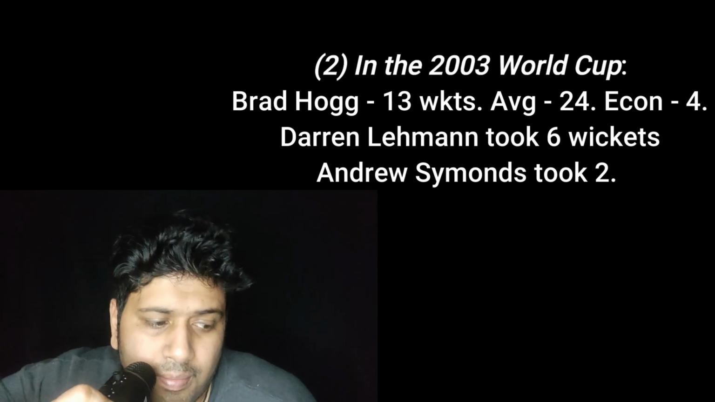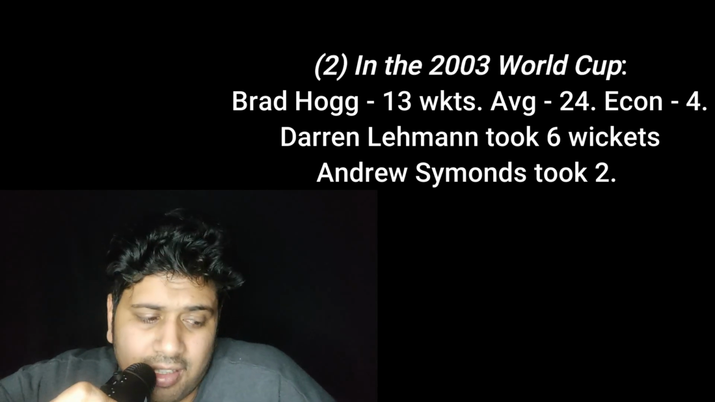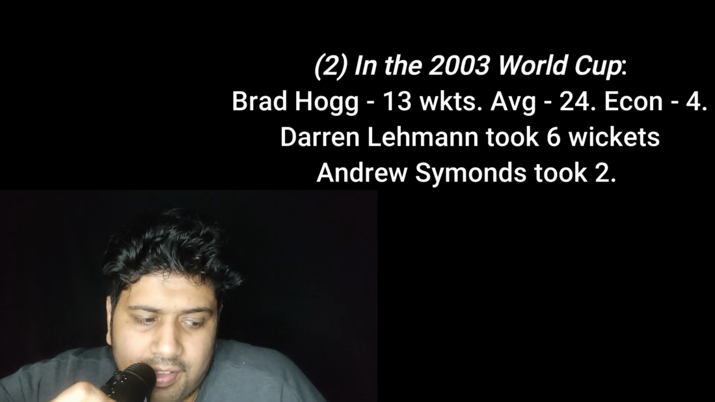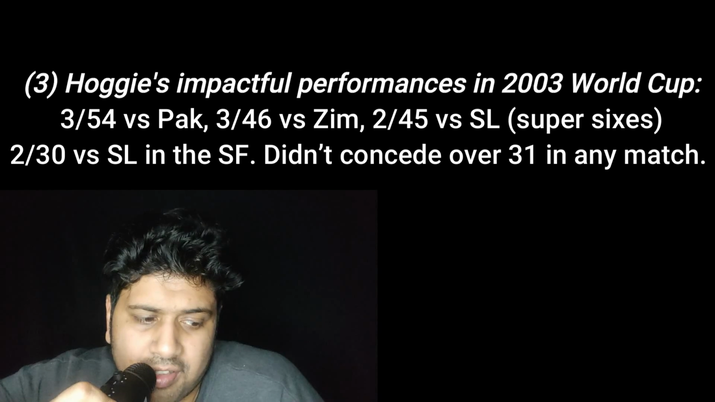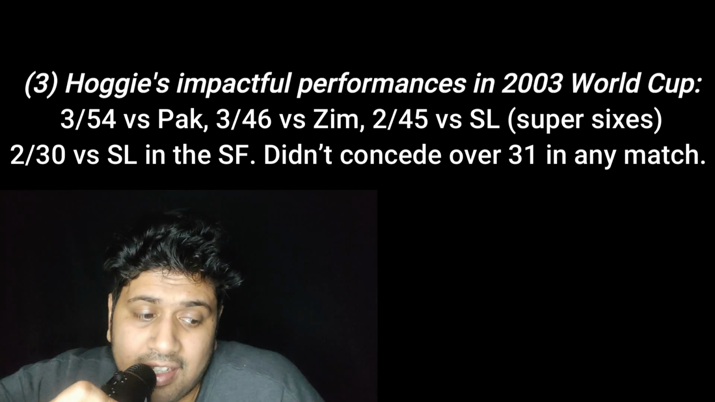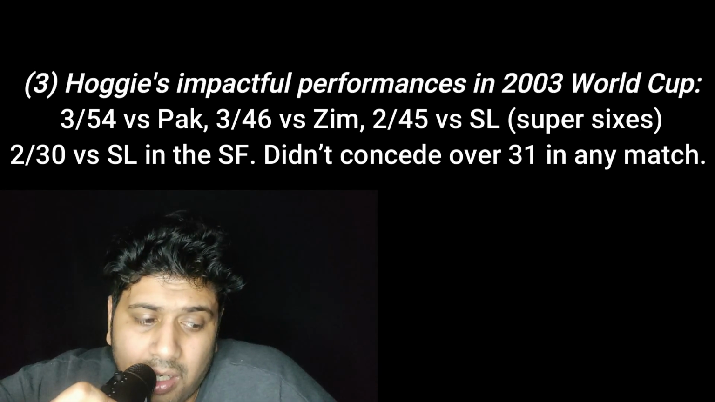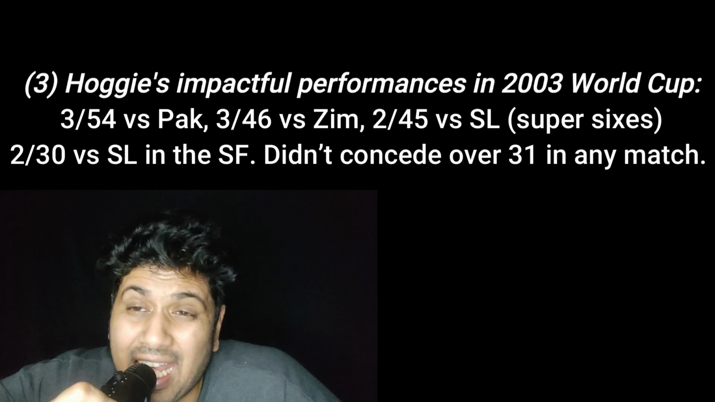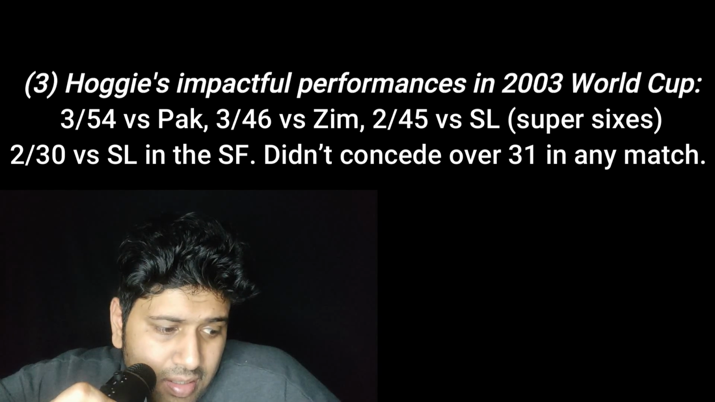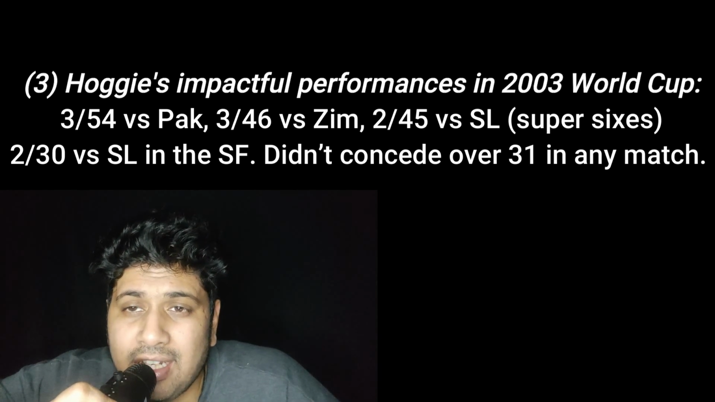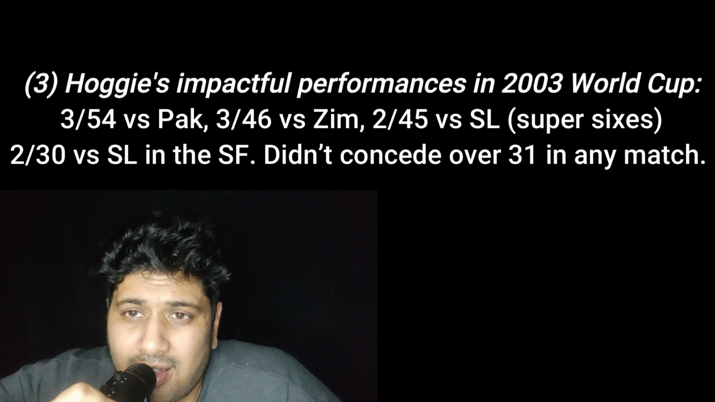Now, Brad Hogg's impactful performances in the 2003 World Cup include his 3-54 against Pakistan, 3-46 against Zimbabwe, 2-45 against Sri Lanka in the Super Sixes, and 2-30 against Sri Lanka in the semi-final. Except the final, Brad Hogg did not concede over 31 in any other match. And in the final, obviously, Australia were defending 359, so I think that's fine.